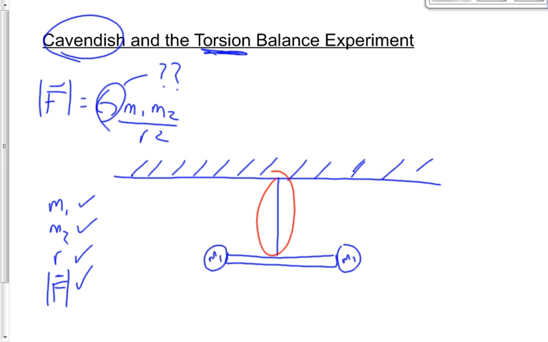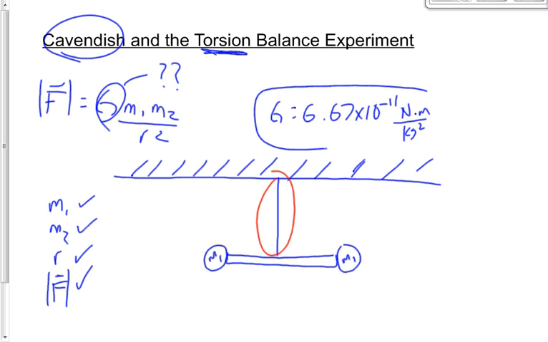So now we've got M1, we've got M2, we've got R, and we've got F. Although I'm simplifying this a little bit, basically what it comes down to is rearrange the equation, solve for G. And when Cavendish did this, it works out to be 6.67 times 10 to the minus 11 Newton meter squared per kilogram squared. Does that make sense?